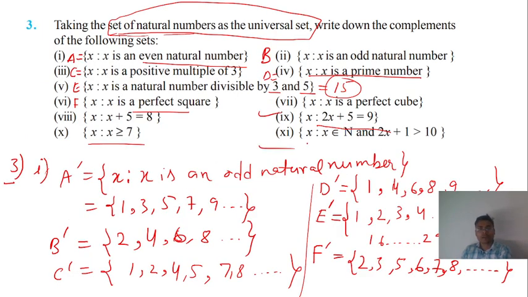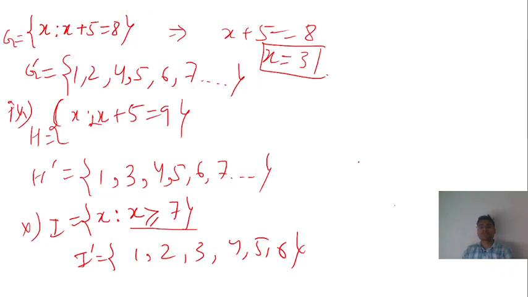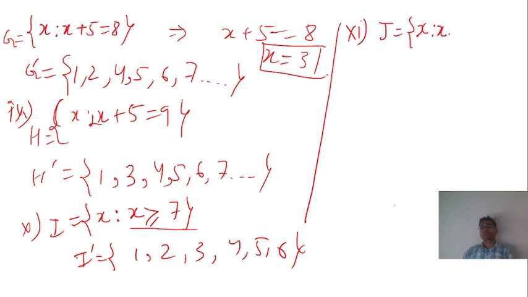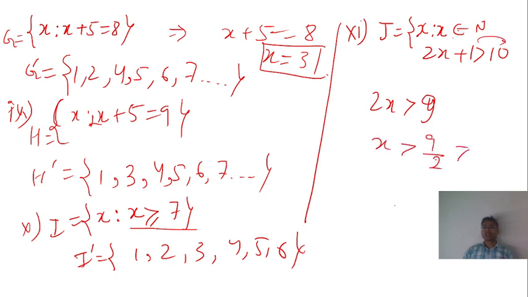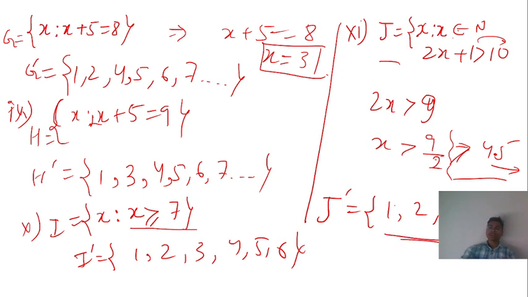Okay, now coming to our 11th part, which is saying x such that x belongs to natural numbers and 2x plus 1 is greater than 10. So in the 11th part, suppose J set, x such that x belongs to natural numbers and 2x plus 1 is greater than 10. So what we will have to do is 2x is greater than 9, sending 1 to that side, and x is greater than 9 by 2, which is 4.5 actually. So x is greater than 4.5. In this set J, x greater than 4.5 means x is from 5 to infinity. What we have to write in the J complement? We will have to write 1, 2, 3, 4, because 4 is not in that side. So we can write here our answer.